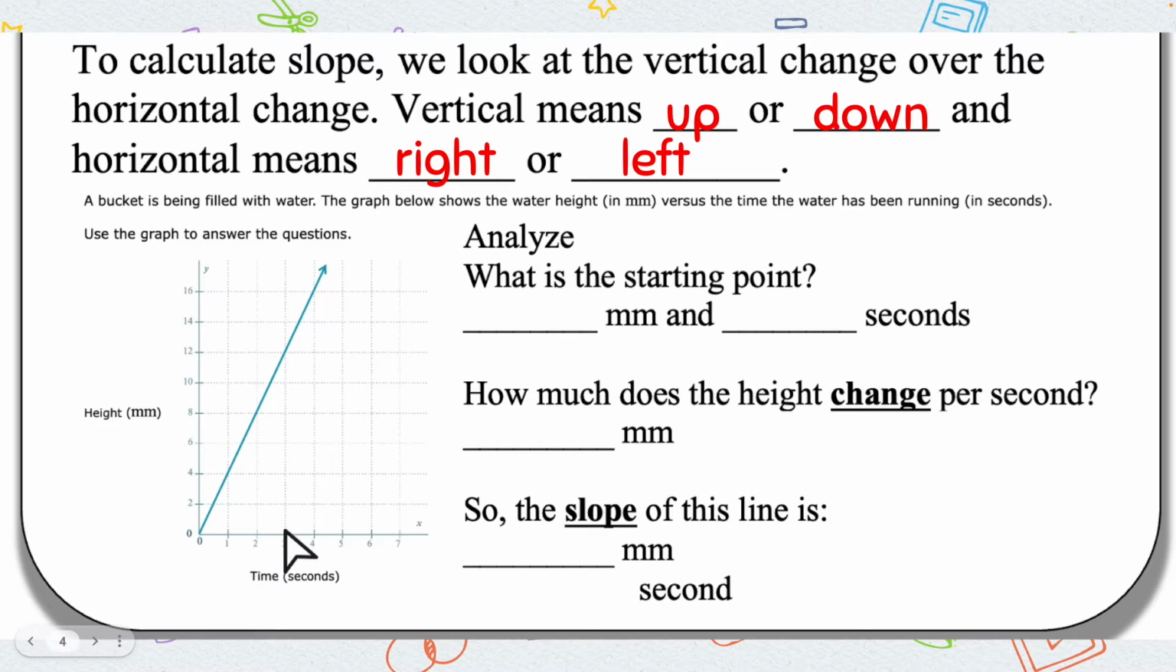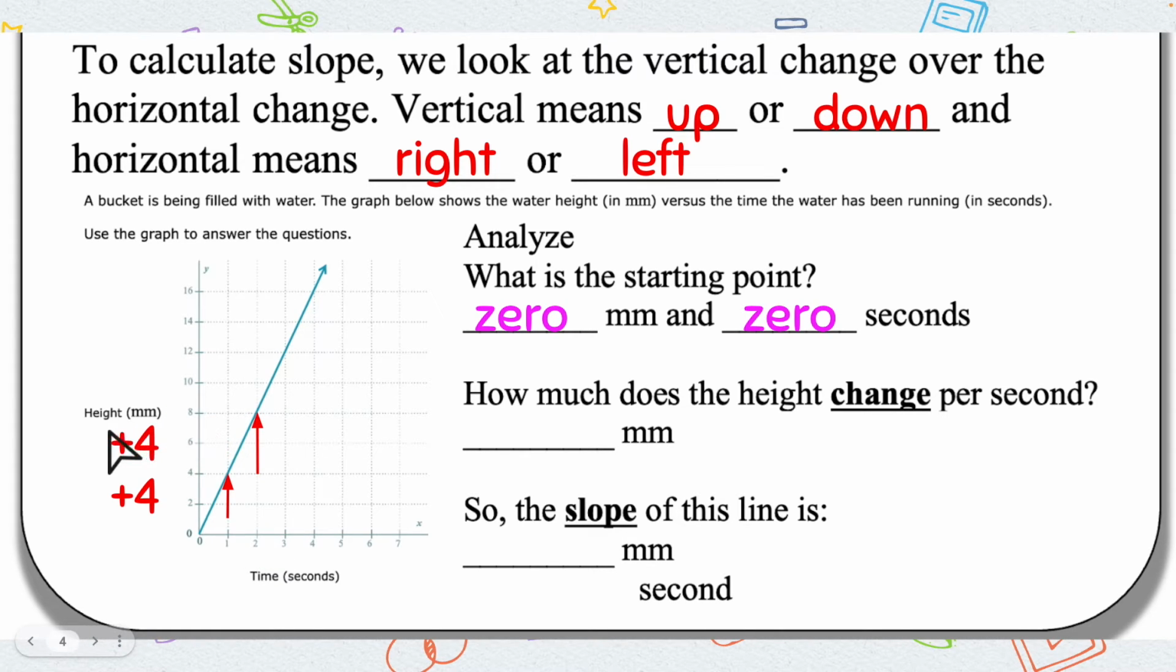So what is the starting point if I look down here? Well, we're starting at 0 millimeters and 0 seconds, right? So we're starting at 0, 0. How much does the height change every second? If I look from 0 to 1 second, how much did the height change? I can see that it changed by 4 millimeters. And I can look at the second one here and do that same thing. At 2 seconds, it's changing again by another 4.